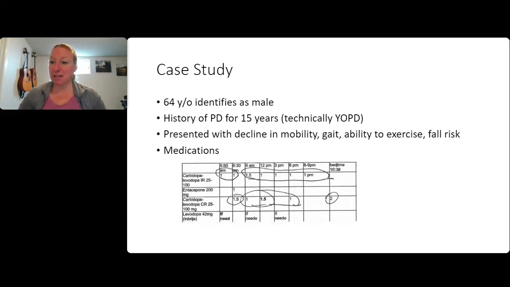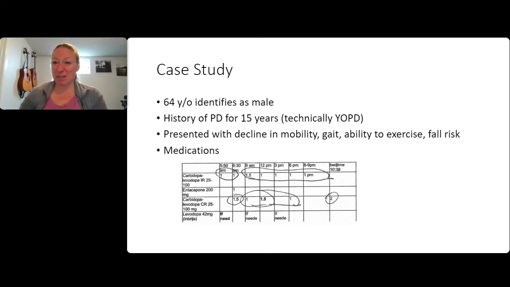So if we look at a case study, this is an individual that works with us who was diagnosed actually about 15 years ago. So he was technically young onset. He's 64 now, and he came to us during COVID. He was not utilizing his regular resources. He had a decline in his mobility, his gait, his ability to exercise. He was having some falls. His risk was pretty high. And he's having a lot of difficulty with his medications.